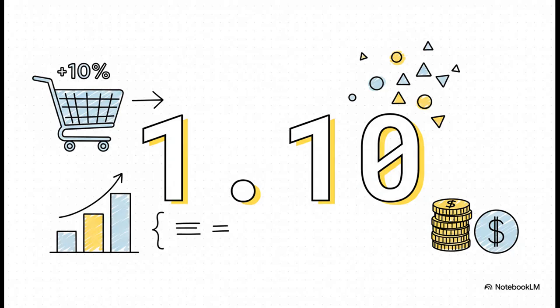So the next question is, how do we represent a 10% increase as a scalar? Now be careful here. This is a common place for error. You might be tempted to just use 0.10, but that would only calculate the amount of the increase, not the new final price. We need 100% of the original price plus that extra 10%. So our scalar, k, is 1.0 plus 0.10, which gives us 1.10.